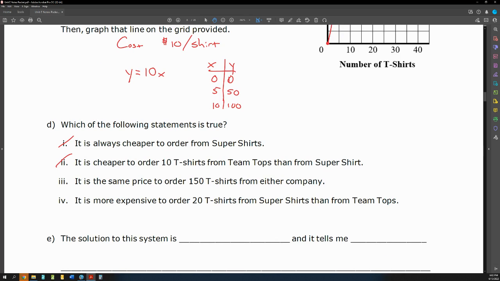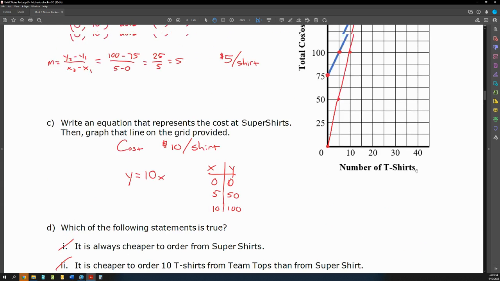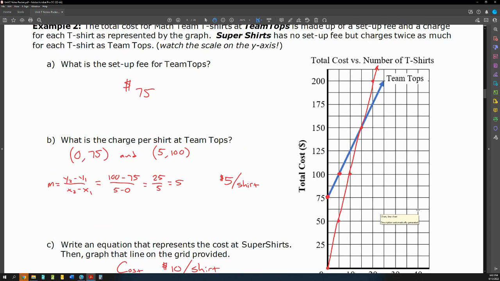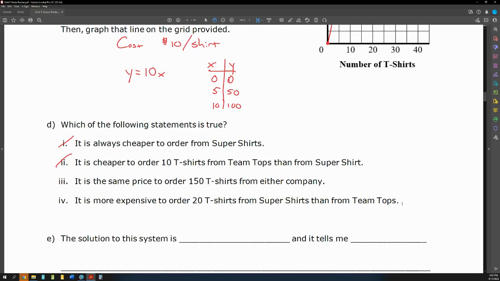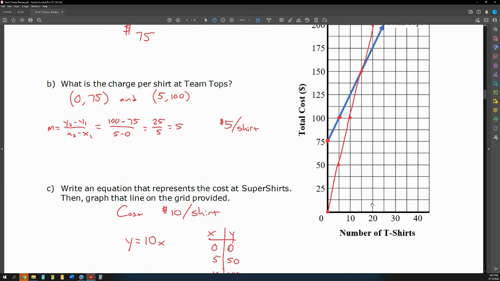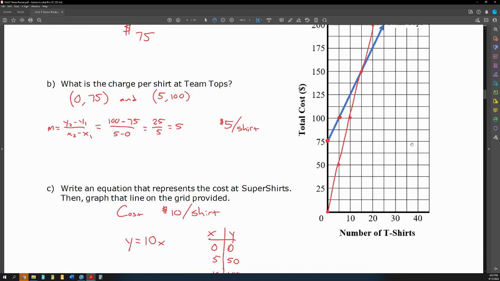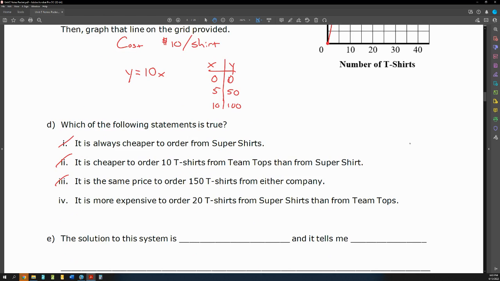Number 3, it is the same price to order 150 t-shirts from either company. And that appears to be, this is the total cost. So the number of t-shirts, 150 shirts is way out there. Team Tops is going to be a lot less than Super Shirts. The price, though, where it's the same, is $150. And number 4, it is more expensive to order 20 t-shirts from Super Shirts than from Team Tops. So let's take a look at 20. It looks like, yes, it is more expensive to order from Super Shirts than it is from Team Tops. So that is true. So our answer is number 4.